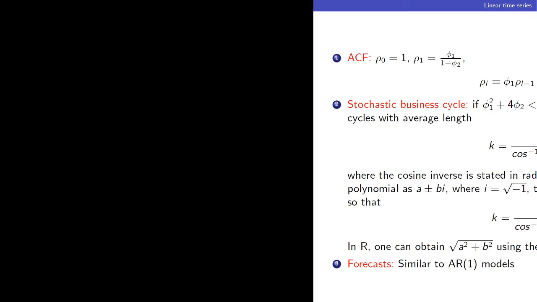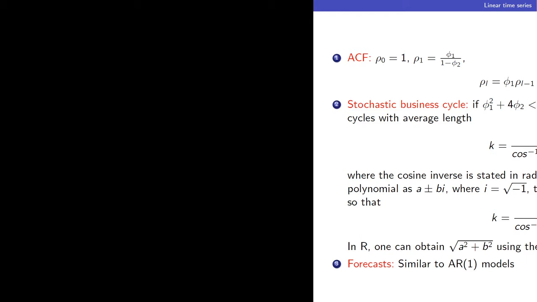Of course, only in stationary cases. Regarding autocorrelation functions, phi 0 is 1, rho 0 is 1, rho 1 is this thing over here, and rho sub L is defined in this way for different values of L.